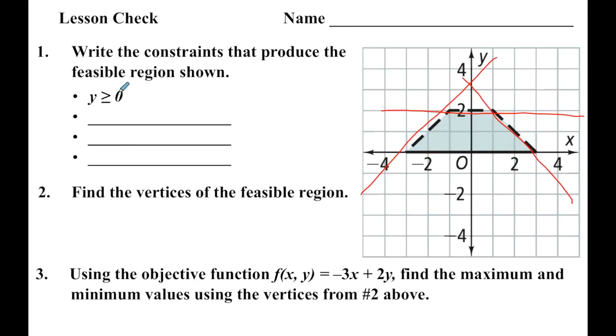And so once you have those 3 constraints, find the vertices. You have 4 vertices that I want you to find the coordinates of. And then use this objective function with the 4 vertices you find to find your maximum and minimum values. And bring those answers to class.